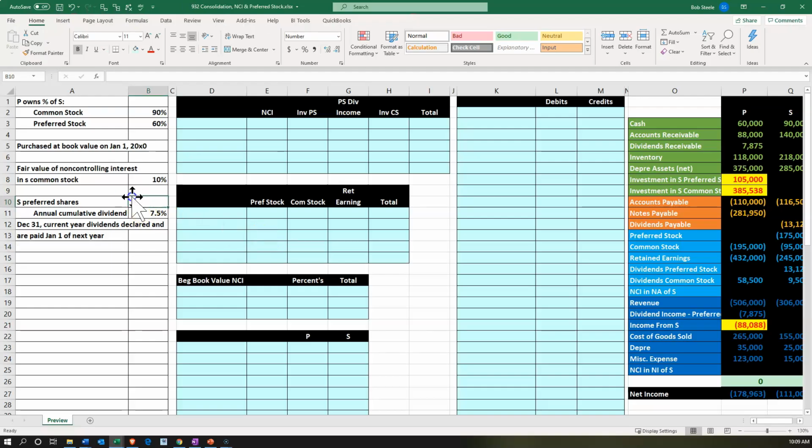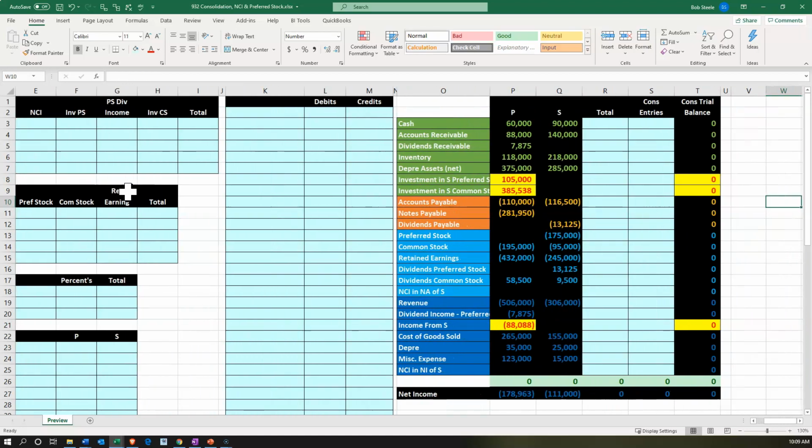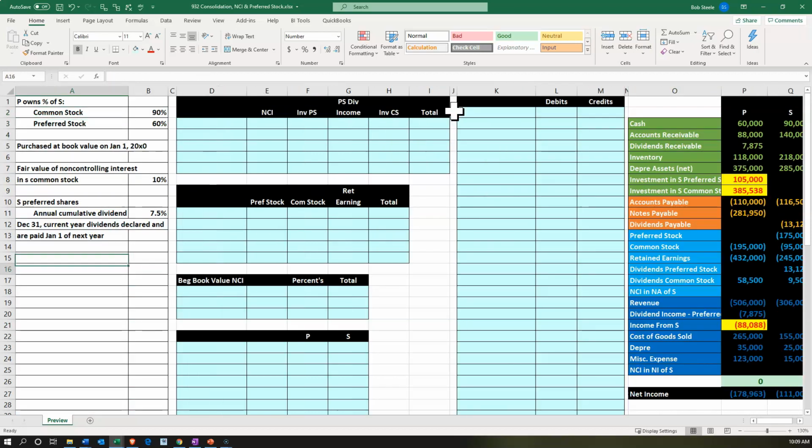Here we are in Excel. We have our information on the left-hand side. We're going to be entering that into the blue area on the right-hand side, including our worksheet and our consolidation worksheet. The consolidation worksheet having the information for both P, the parent, and S, the subsidiary trial balances we will be consolidating together.